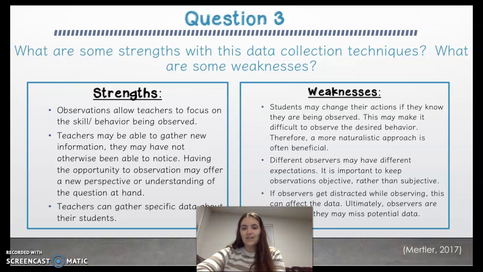As far as weaknesses, some students may react differently if they know that they are being observed. I think teachers can relate to that too. We hear the word observation as like an administrator coming into our classroom, and you kind of clam up a little bit and get a little bit nervous. At least I do still as a newer teacher. And students might start to act differently as well if they know they're being observed.